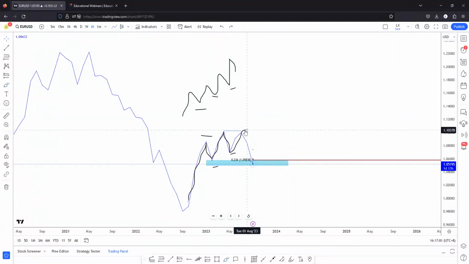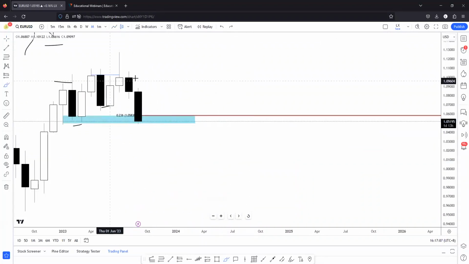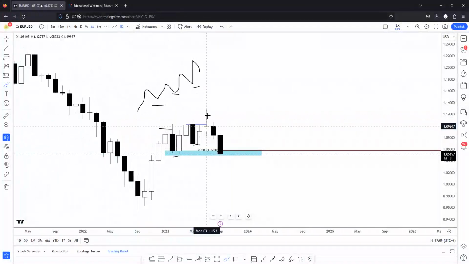But at the same time, what happened on the monthly is that while it wicked above it, it did not actually close above this zone. So if you take a look at this high, the previous high that we have, which is this zone here, you can see that price went above this region, right? But at the same time, it did not close above it.